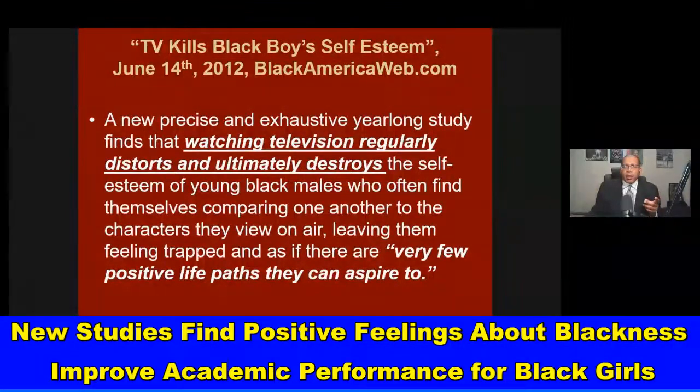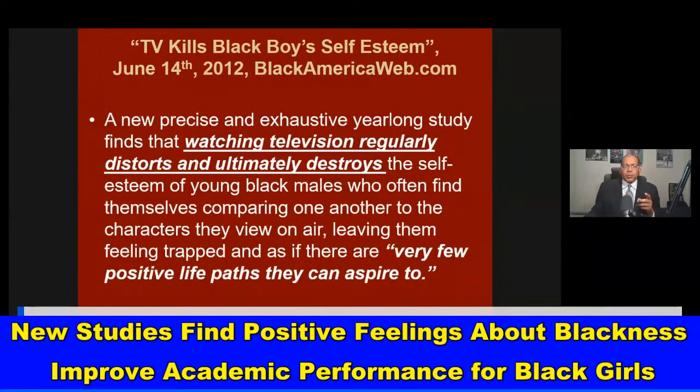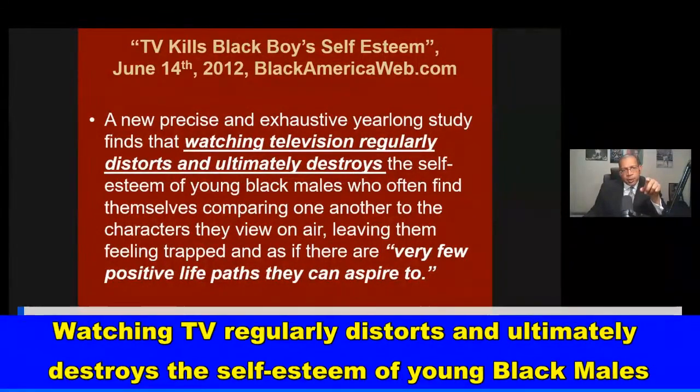A new, precise, and exhaustive year-long study finds that watching television regularly distorts and ultimately destroys the self-esteem of young Black males, who often find themselves comparing one another to the characters they view on air, leaving them feeling trapped and as if there are, quote, very few positive life paths they can aspire to, end quote. So there are numerous outlets that ran this story. This particular one comes from blackamericaweb.com, July 14, 2012.